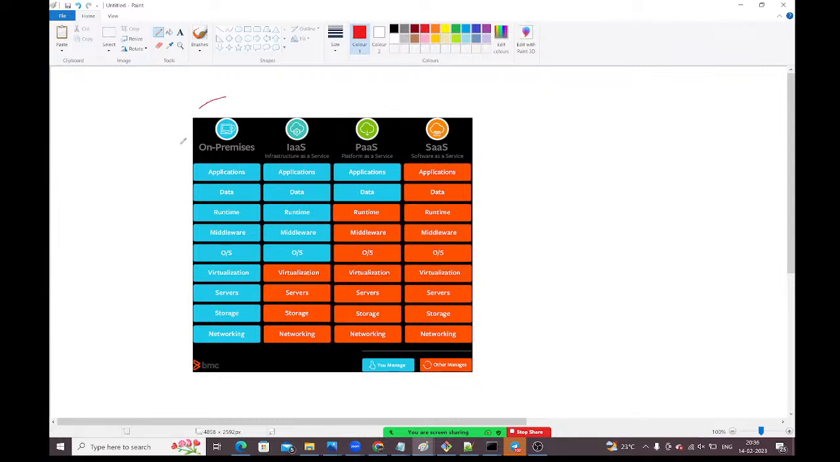Like this. First option is on premises. On premises, in-house, in our company only you want to set up everything, guys. Here you can see two colors. This color you need to take care, and this color the cloud provider is providing. If you go with on-premises, you need to take care of everything: application development, application data, runtime, middleware, operating system, virtualization, servers, storage, networking.